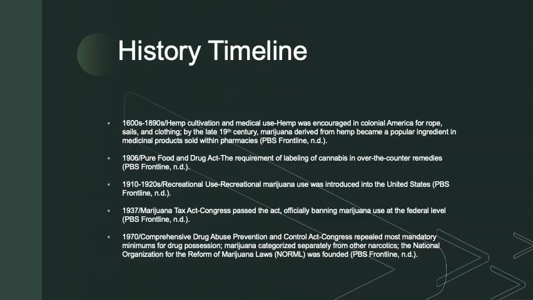1910 to the 1920s was recreational use. So recreational marijuana use was introduced into the United States. And then 1937, Marijuana Tax Act. The Congress passed the act officially banning marijuana use at the federal level. 1970 was the Comprehensive Drug Abuse Prevention and Control Act. Congress repealed most mandatory minimums for drug possession, so marijuana categorized separately from other narcotics, and the National Organization for Reform of Marijuana Laws was founded.